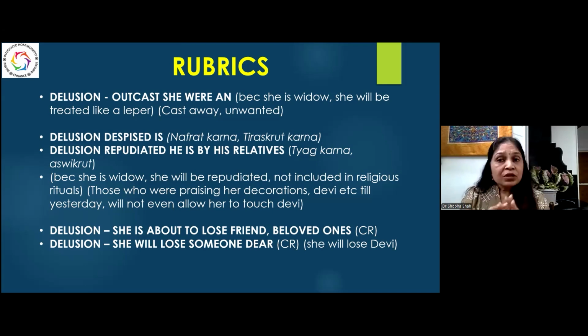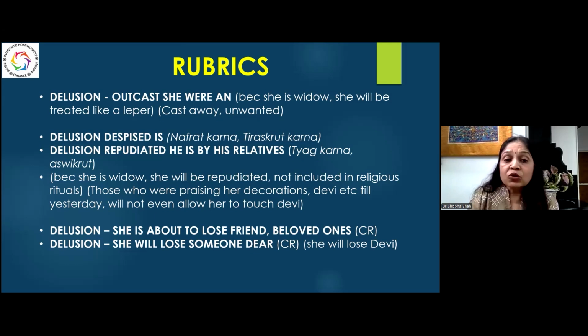And why? There is no fault of hers other than that her husband has died and she's not a suhagan now, because she is a widow. That is all. So she will not be allowed to do those decorations, and she will not even be allowed to touch the Devi, which she used to decorate and everybody used to praise earlier. Now she will not even be allowed to touch that Devi. So then I went into the Hura and also tried to see, retrospectively, some other rubrics which were fitting into this case.